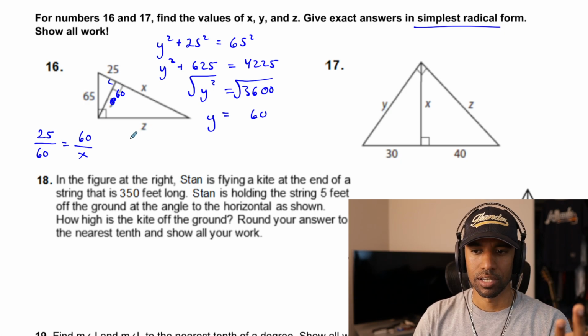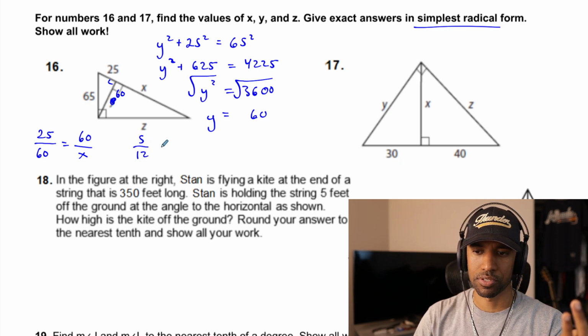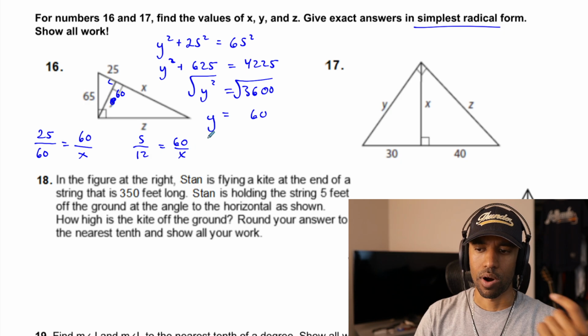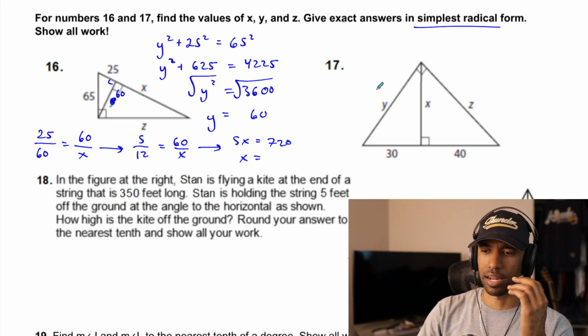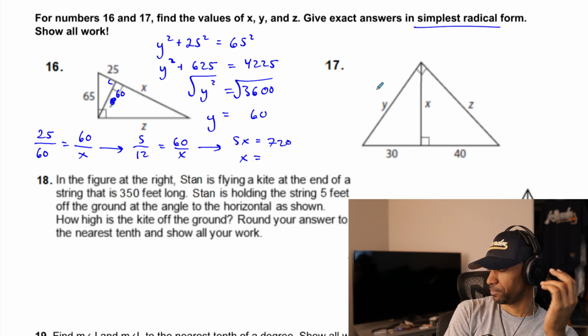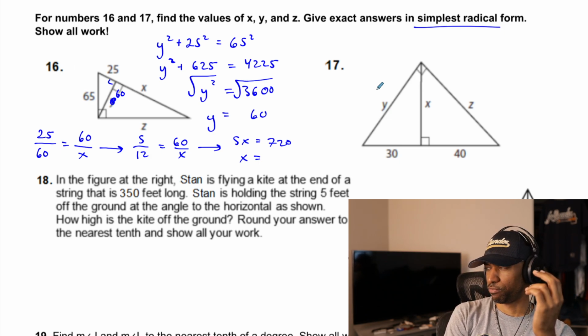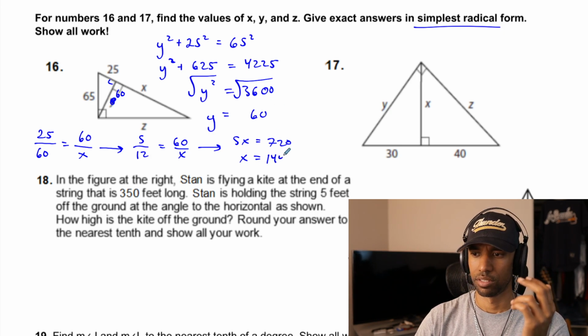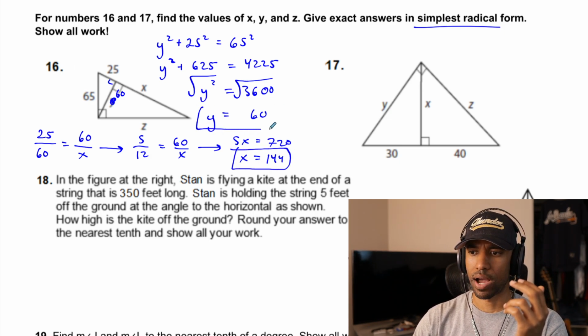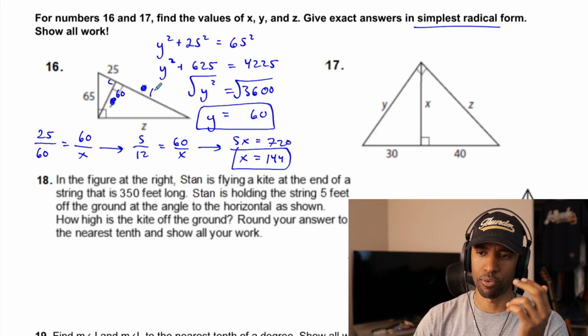We'll do more of that later, but setting this up is kind of equivalent. Reduce the fraction, I get 5/12. Cross multiply, not much room here. I get 5x equals 720. Divide both sides by 5. I get x equals 144, I believe. So y is 60, x is 144.